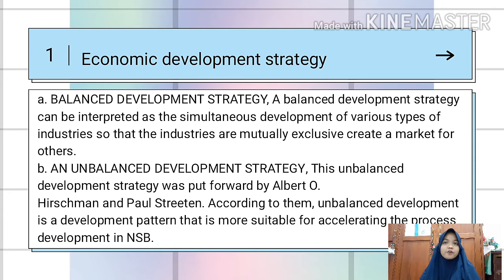Okay, now we talk about the economic development strategy. A. Balanced development strategy. A balanced development strategy can be interpreted as the simultaneous development of various types of industry so that the industries are mutually supportive and create a market for each other. And B. An unbalanced development strategy. This unbalanced development strategy was put forward by Albert O. Hirschman and Paul Streeten. According to them, unbalanced development is a development pattern that is more suitable for accelerating the development process in developing countries.